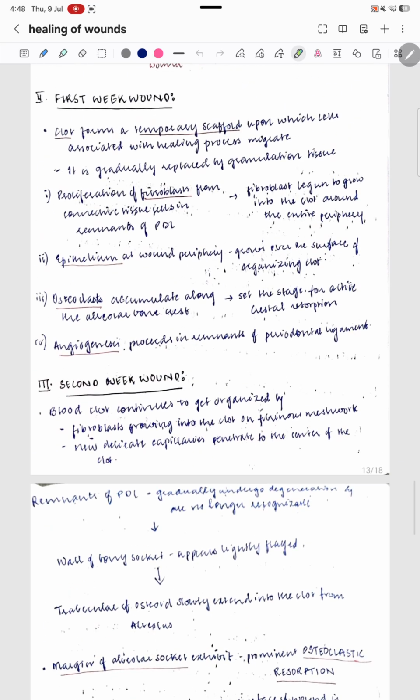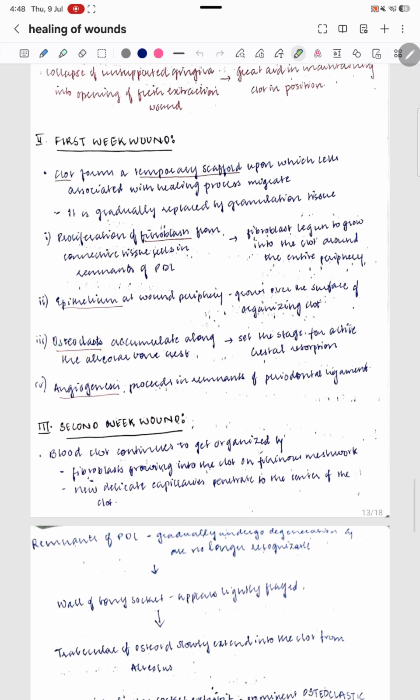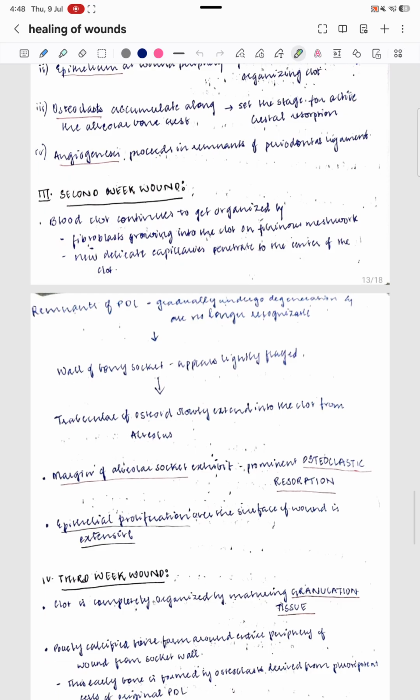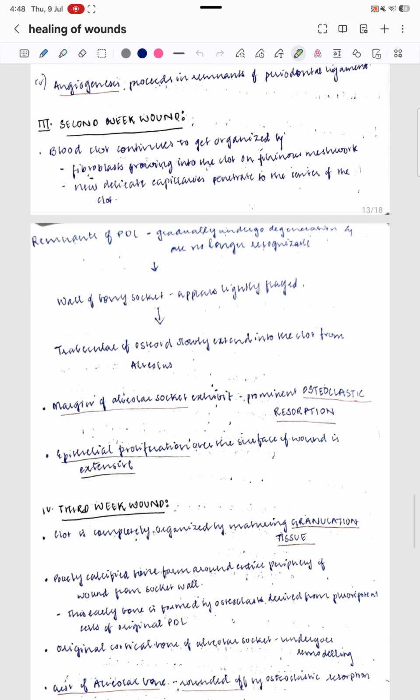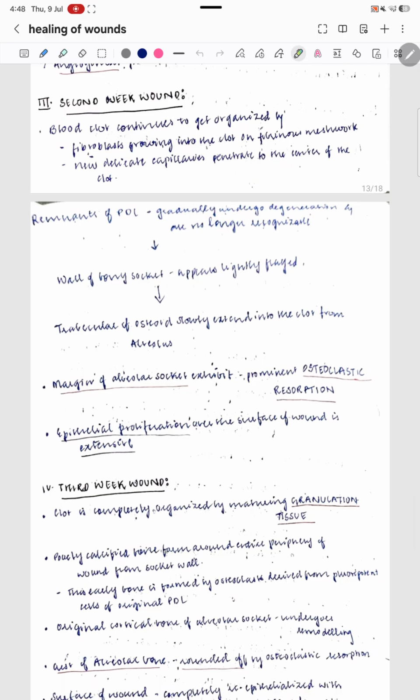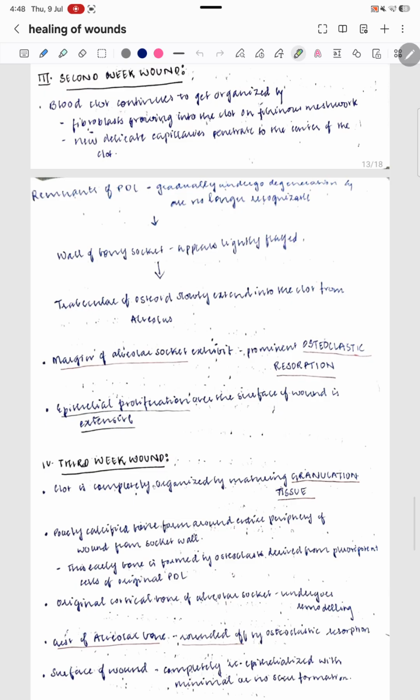So once the clot is formed, it is accompanied by osteoclasts, which actively resorb the crestal bone. Then angiogenesis occurs, followed by fibroblasts, which grow over the clot and form new capillary penetrations. Then the wall of the bony socket is slightly frayed. The trabeculae of the osteoid extend into the clot, forming the alveolus. The margin of the alveolar socket exhibits prominent osteoclastic resorption. Epithelial cells proliferate extensively over the surface of the wound.